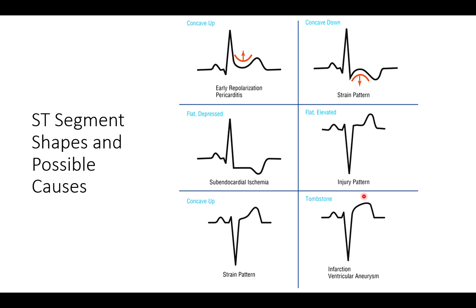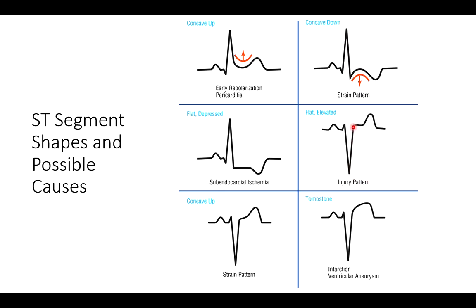Here you have a very scary tombstone pattern. This is something that we're probably going to see in a lot of different leads, and it's going to look very clear. If we see this in a lot of different leads, think infarction, problem, cell death, right? Perhaps ventricular aneurysm. It kind of depends on other leads that we're looking at. Again, concave upward and with a little bit of ST segment elevation, a little strain pattern.